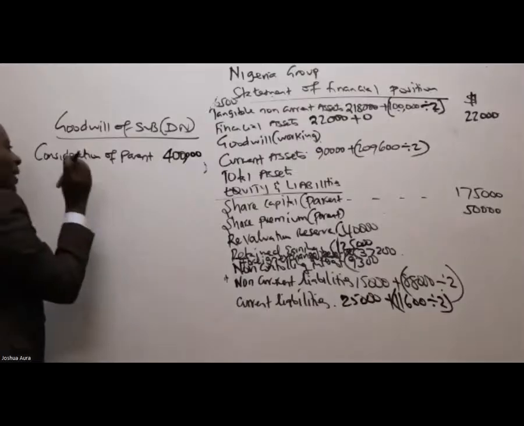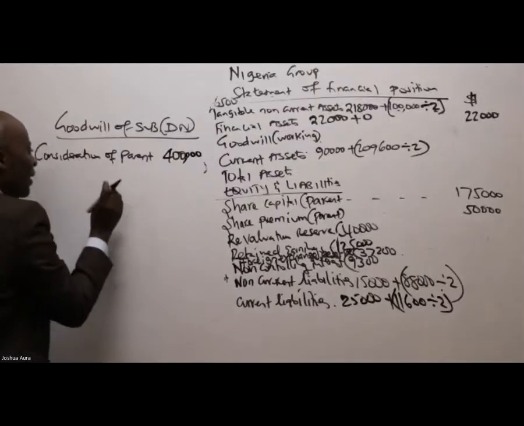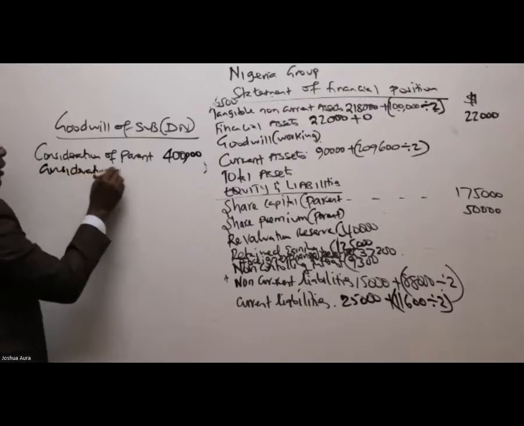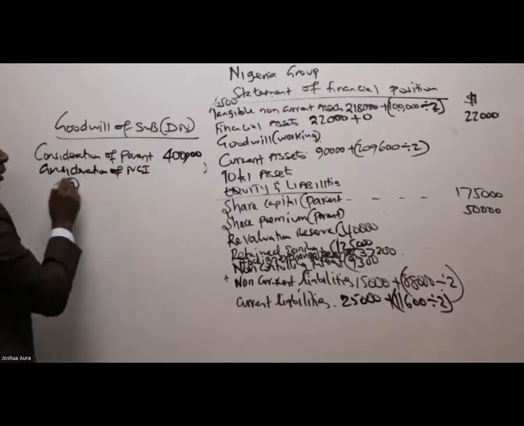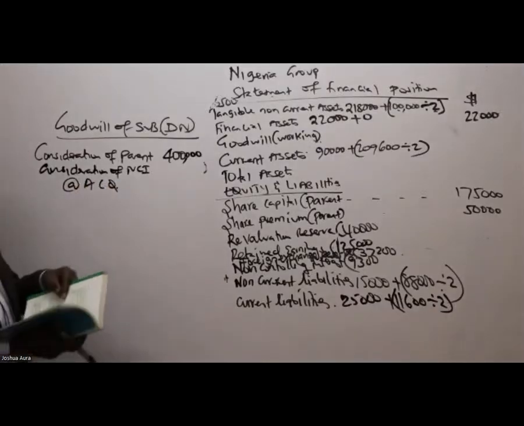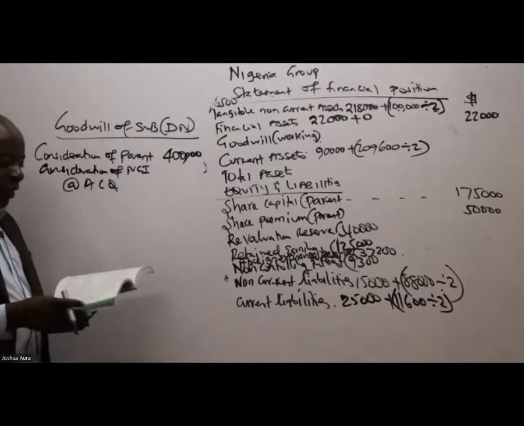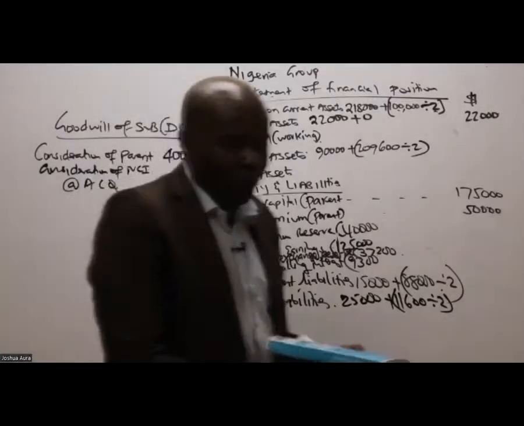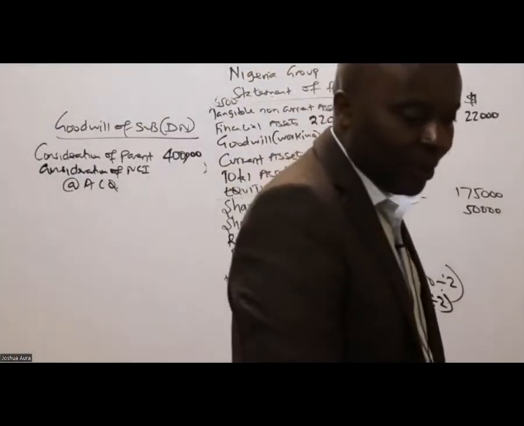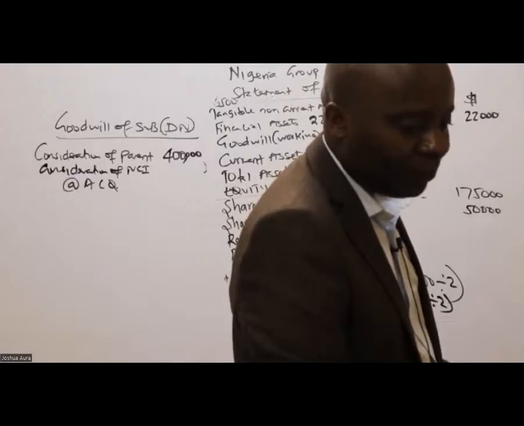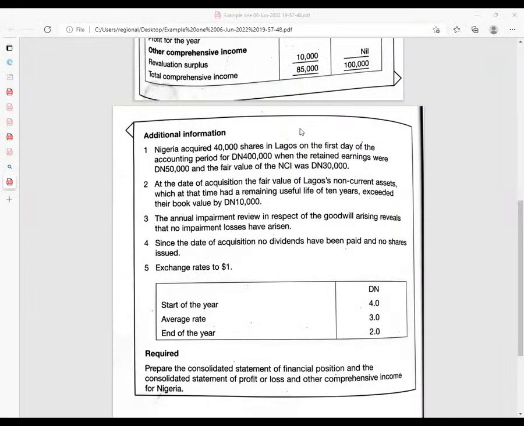Now, of course, the parent never bought this subsidiary 100%. We have the consideration of NCI at acquisition. Are you able to see how much NCI was worth at acquisition? Have they given us NCI at the date of acquisition?